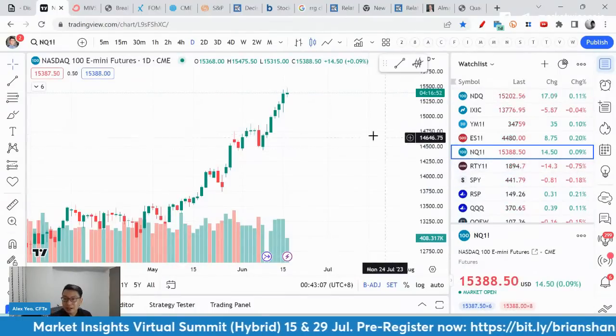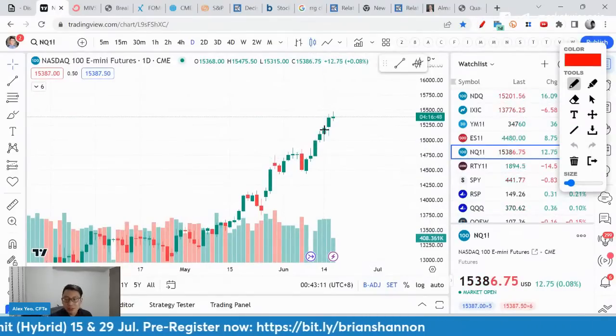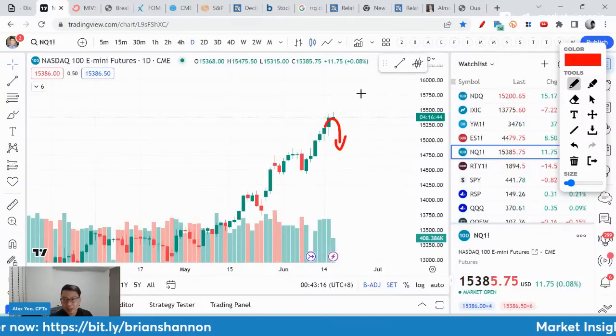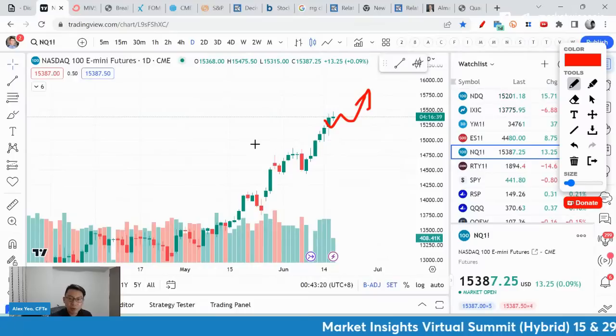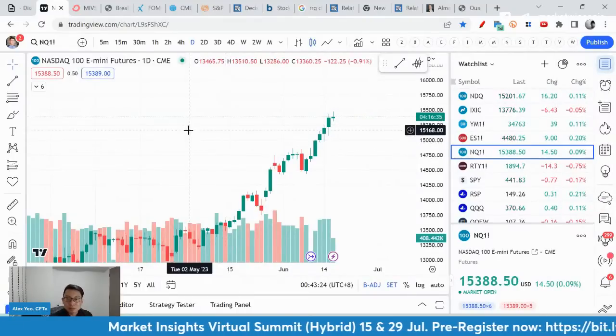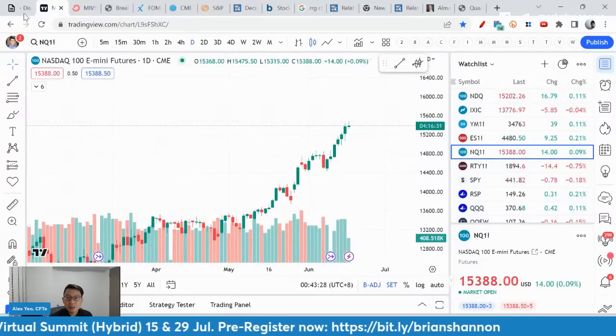But anyway, I am expecting short term the market may need to come down a little bit, but I could be wrong. The market can still continue to bulldoze all the way up. So we will see how it goes. But generally, I just want to let you know that we are right now in a bull market. I feel that we are still in a bull market.